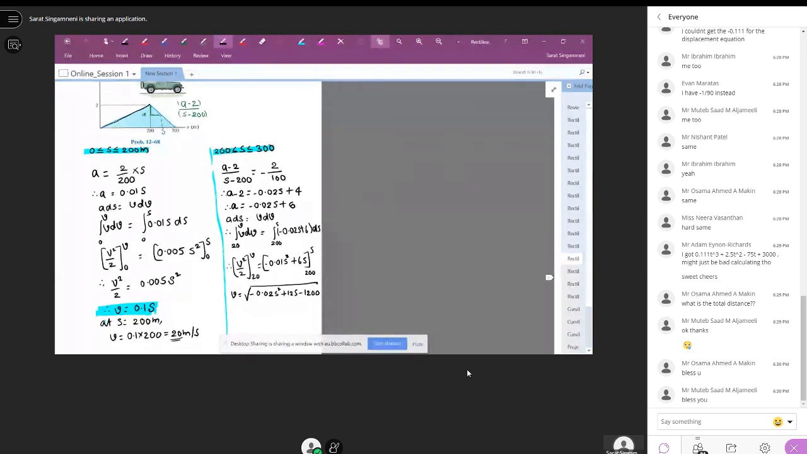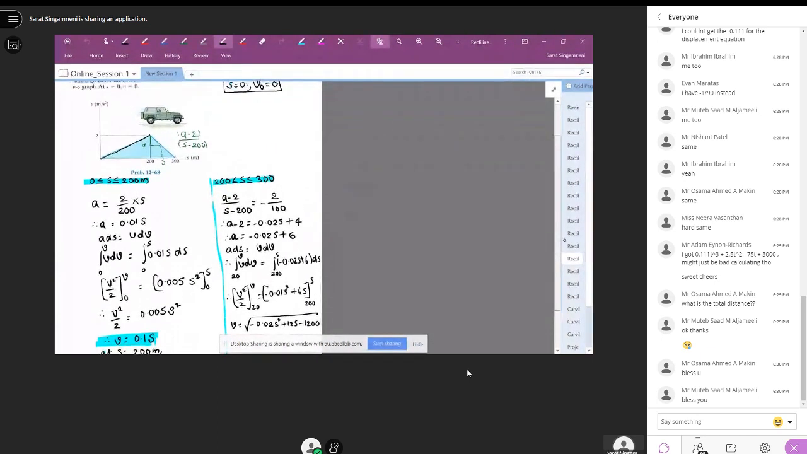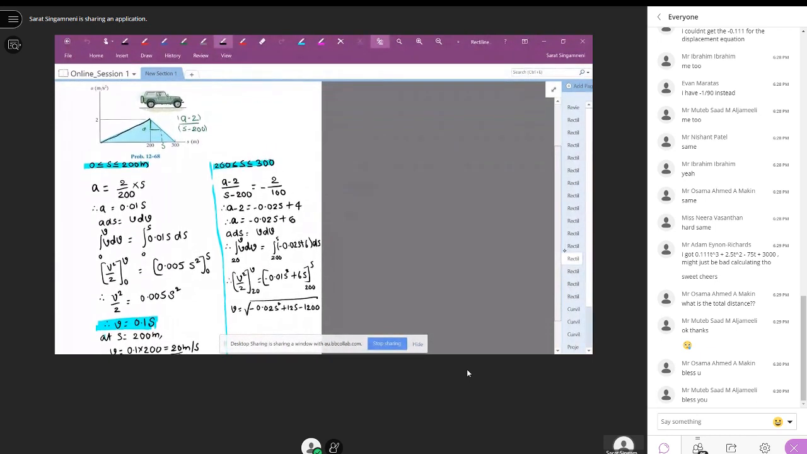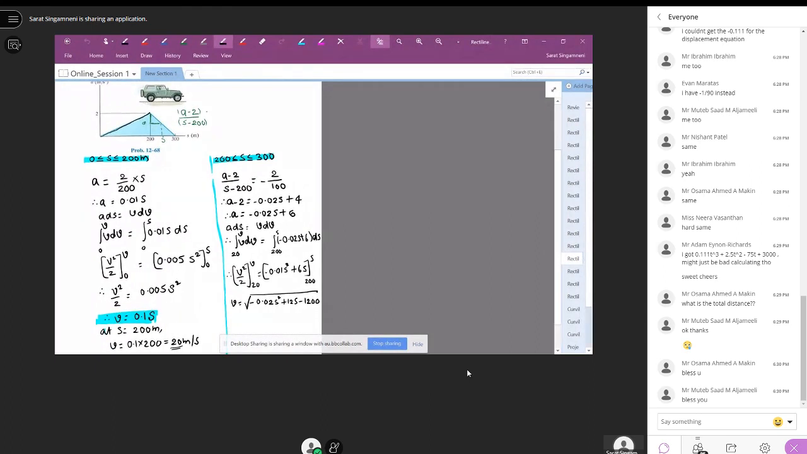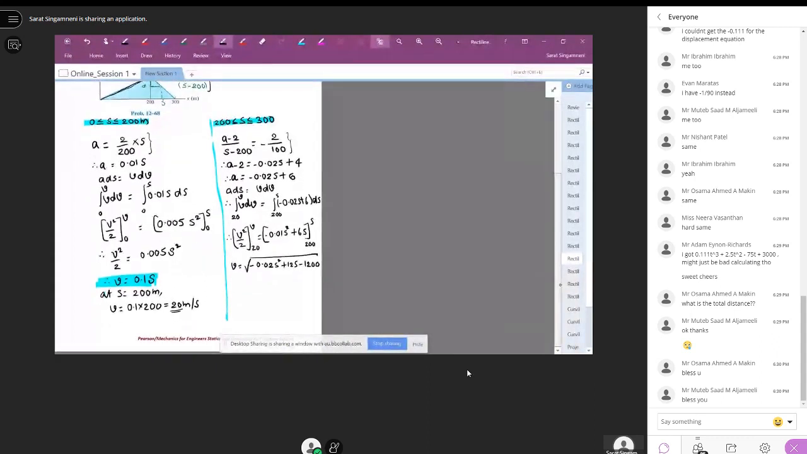This is a problem similar to the previous ones, but we have an acceleration versus displacement diagram, and make sure that you know why I am doing this to develop the equation in that part. And you know why I am doing this to develop the equation for this curve in this part. This is just developing the equations of straight lines.